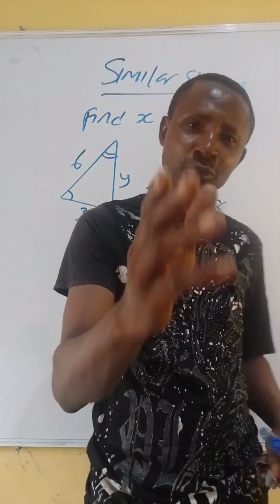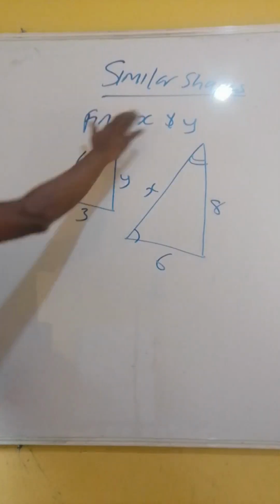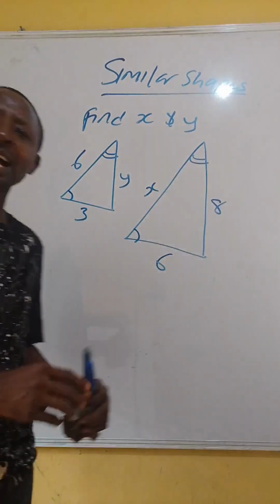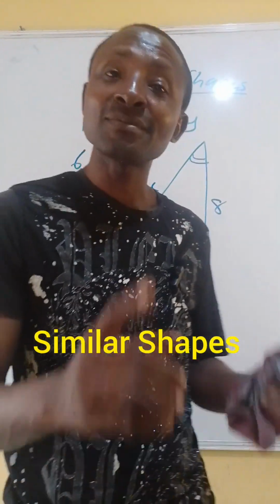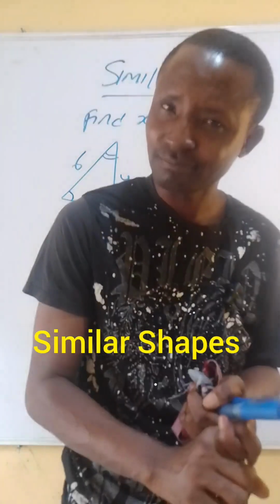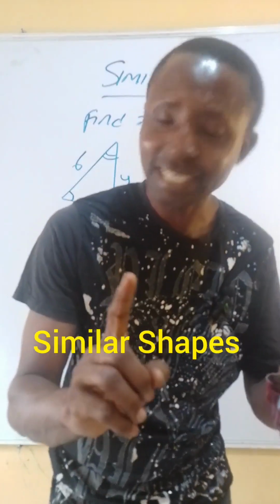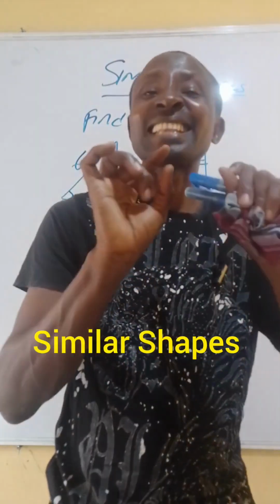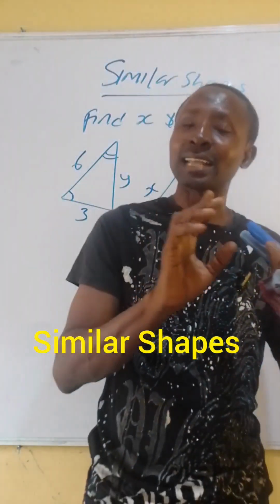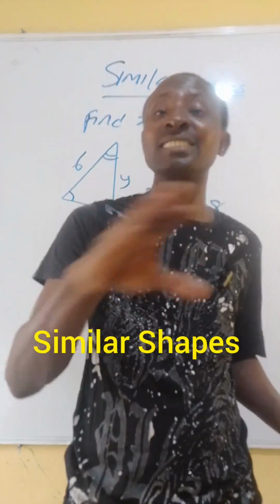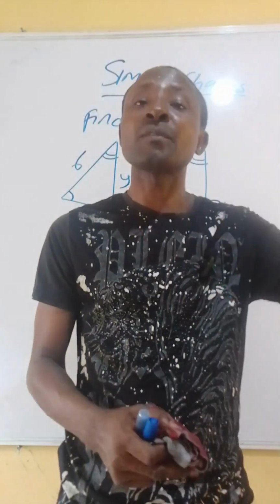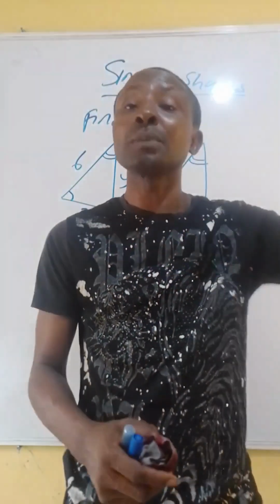You're all welcome. Today, what do we have? We have what we call similar shapes. Now, similar shapes has to do with shapes that have the same angles. They might not necessarily have the same sides, but they will have the same angles. So now we use it to find some of the missing sides when you have some of the missing sides.